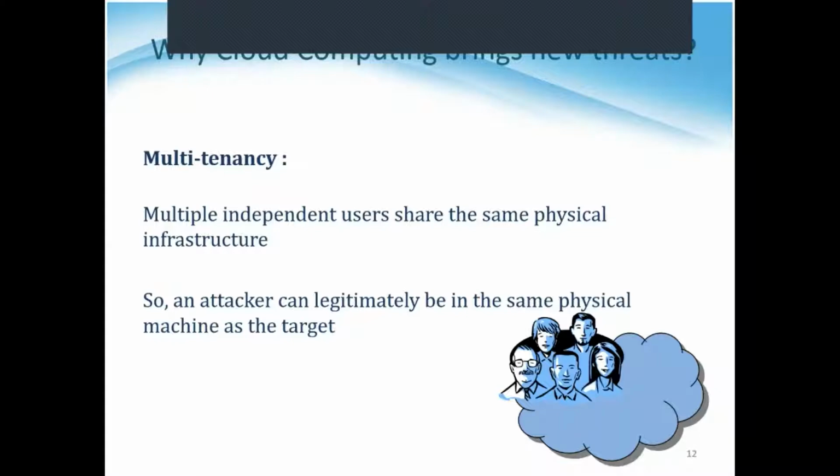of an attacker being legitimately on the same physical machine as a target. You cannot find who is the person having coronavirus. You cannot predict it, but he may spoil the total infrastructure. That is why cloud computing has a lot of threats in multi-tenancy.